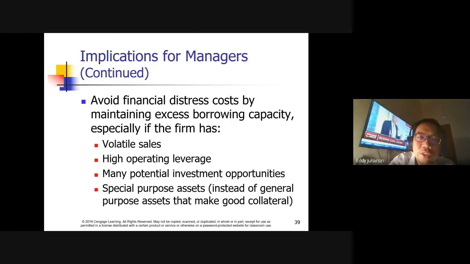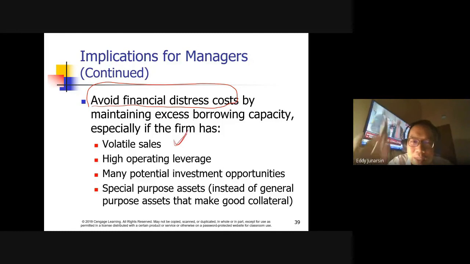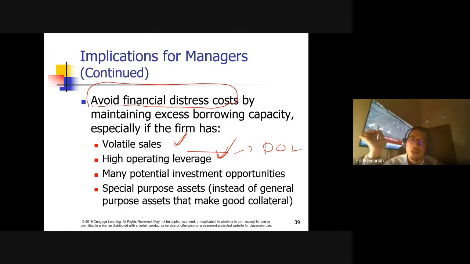And avoid financial distress. So you should use less debt financing if your firm has volatile sales, right? It's quite uncertain, because if you don't make enough sales, then you cannot fulfill your obligation to repay your debt. Or high operating leverage, you see, high use of fixed costs, high DOL, right? High use of fixed costs.